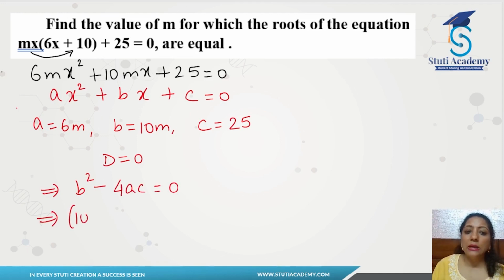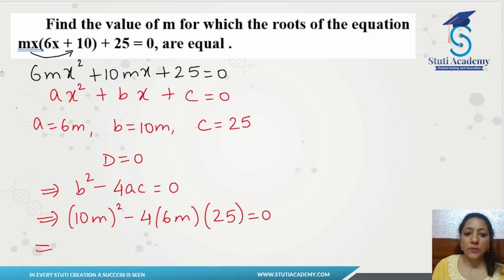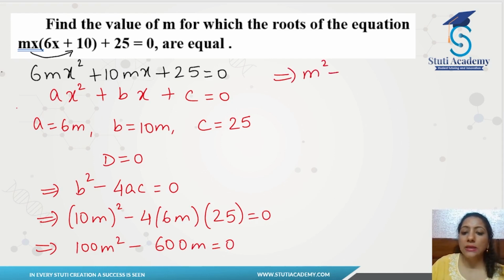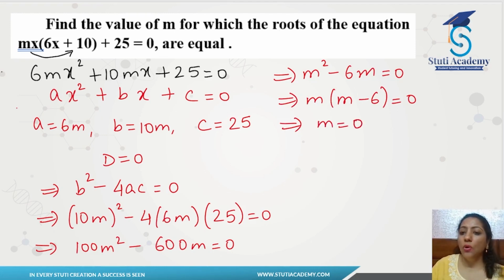So b² here is (10m)² minus 4a, that is 6m, into c, that is 25. Now this will give us 100m². 4 into 6 is 24. 24 into 25 will give us 600. 600m is equal to 0. Now we can divide this throughout by 100 and we'll get m² − 6m = 0. We can take m common and we'll have m(m − 6) = 0. So from here we can say either m is 0 or m − 6 is equal to 0.